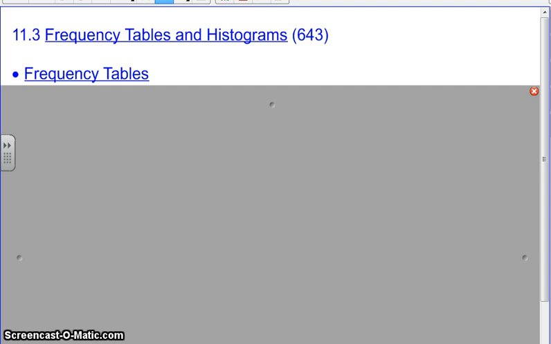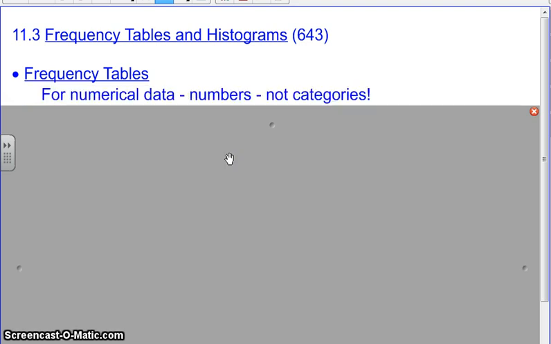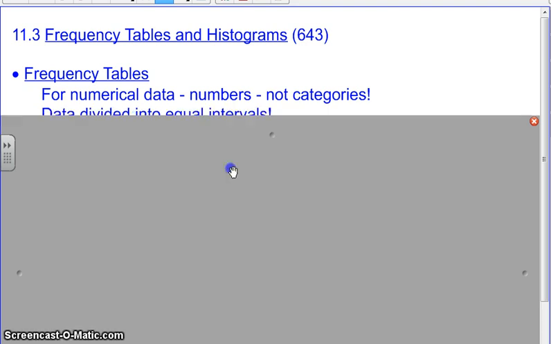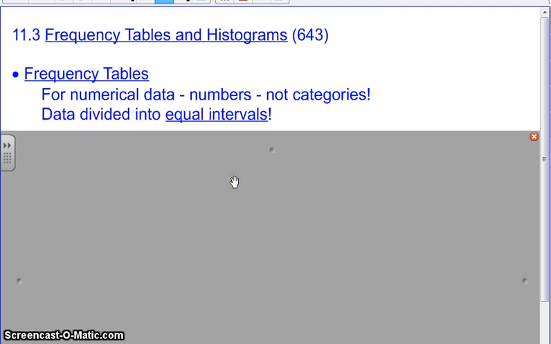So a table is simply something that holds data in usually number form, right? We use frequency tables for numerical data, not for individual categories, like separate categories as we saw with bar graphs or circle graphs. Lots of different categories there. Here we usually have one kind of thing, one category, and then there are variations within that category. We divide the data, the numbers, into equal intervals.